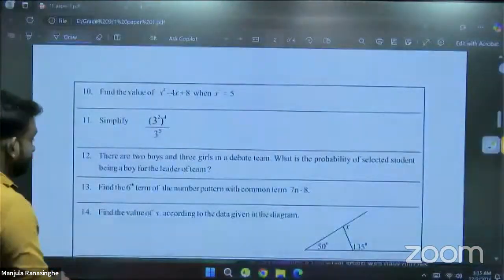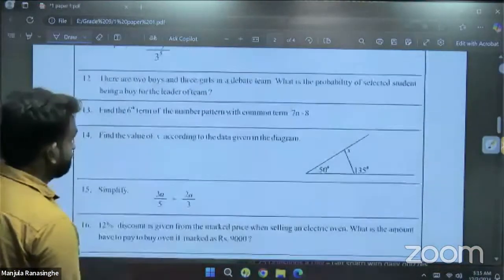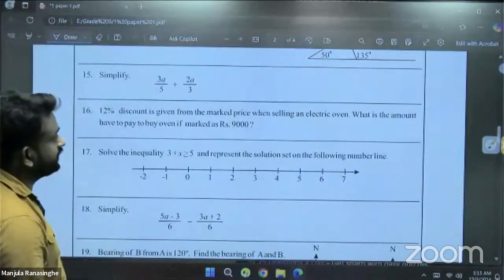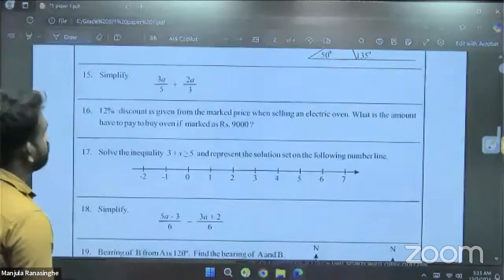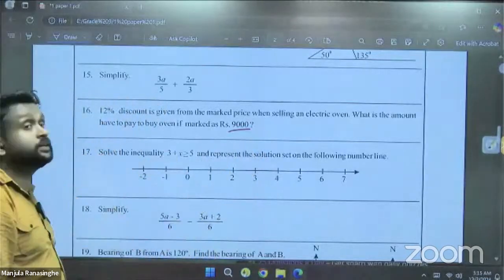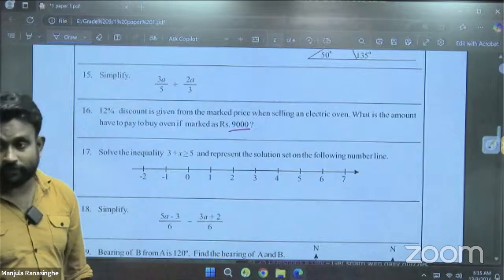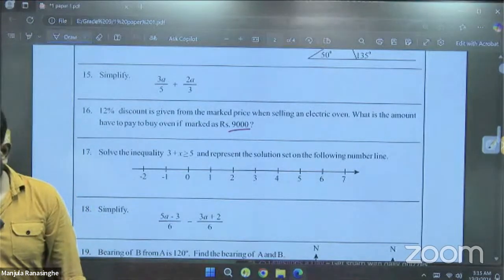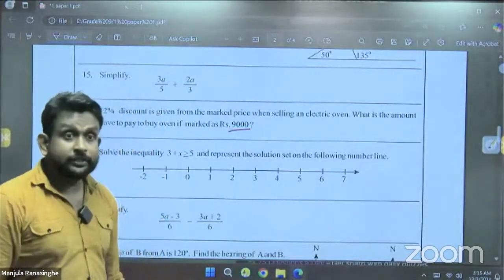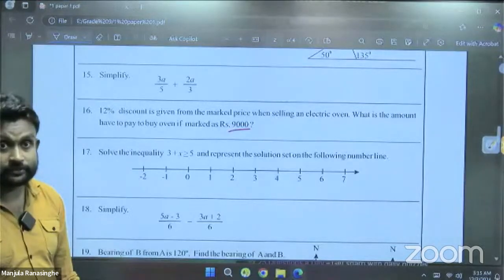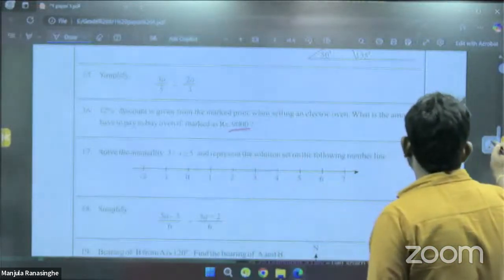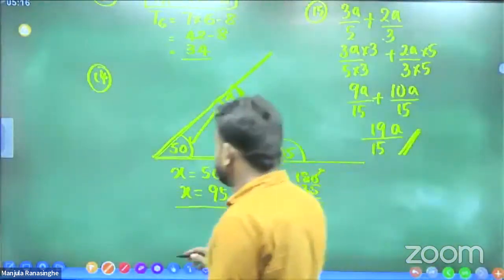Okay, next question we will move to. Right. A 12% discount is given from the marked price when selling an electric oven. What is the amount to be paid to buy it if the marked price is 9,000? From 9,000, 12% is the discount offered. So you can find the discount offered first. Now I will tell you how to do that. 12% of 9,000, calculate. First calculate the discount.